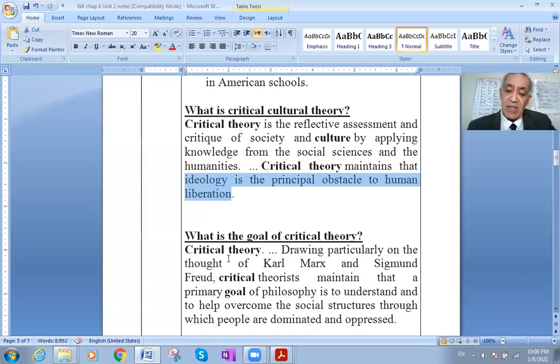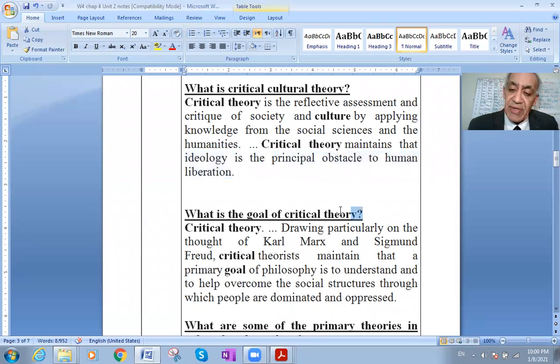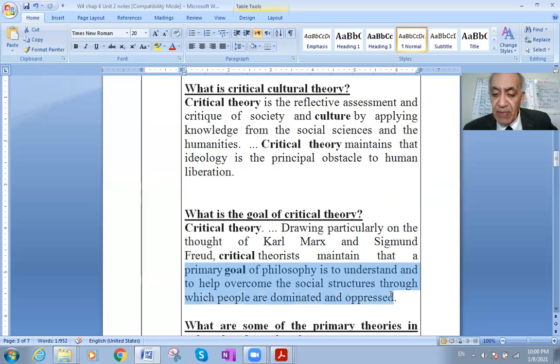What is the goal of critical theory? This theory about the culture is called the critical theory. Critical theory draws particularly on the thoughts of Karl Marx and Sigmund Freud. Critical theorists maintain that a primary goal of philosophy is to understand and to help overcome the social structures through which people are dominated and oppressed.